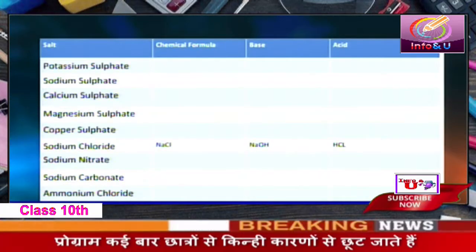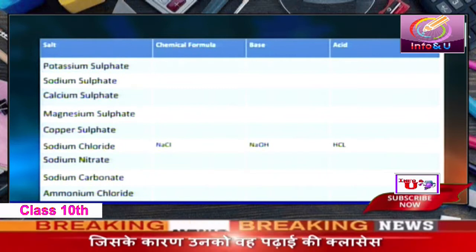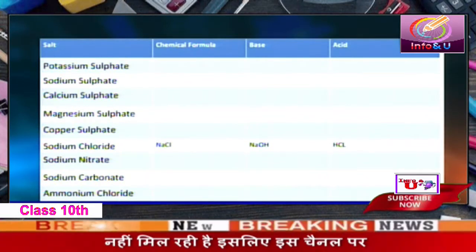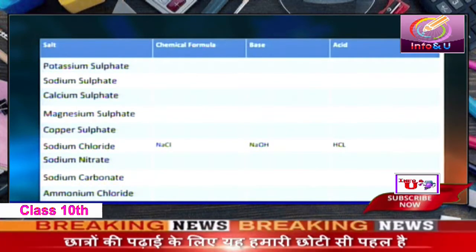The first one is potassium sulfate, sodium sulfate, calcium sulfate, magnesium sulfate, copper sulfate, sodium chloride, sodium nitrate, sodium carbonate and ammonium chloride. Now you have to identify the acid and the base from which these salts may be produced. The sodium chloride, potassium nitrate, aluminium chloride, these salts, you can see that sodium chloride, when we say this, it has been prepared from the base sodium hydroxide and HCl.